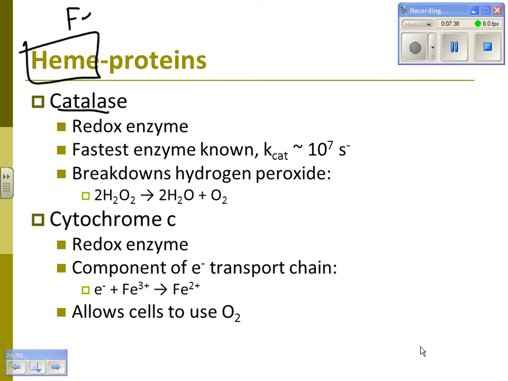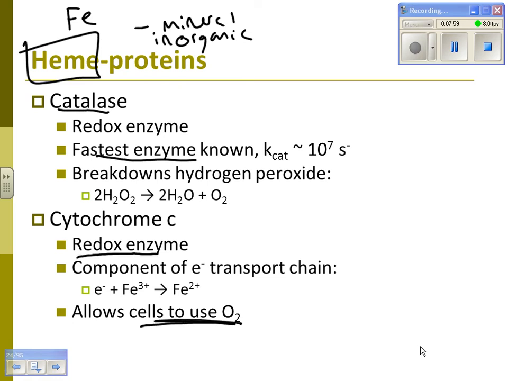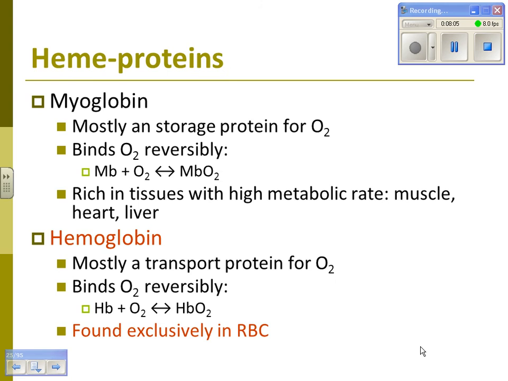Heme meaning they have an iron attached, which you might say a mineral in a test, or inorganic molecule. Any of those could be talking about iron. Catalase is the fastest, breaking down hydrogen peroxide. Cytochrome C is used for energy, and oxidative phosphorylation used to make O2. These are both redox enzymes. The other 2 heme proteins are myoglobin and hemoglobin.